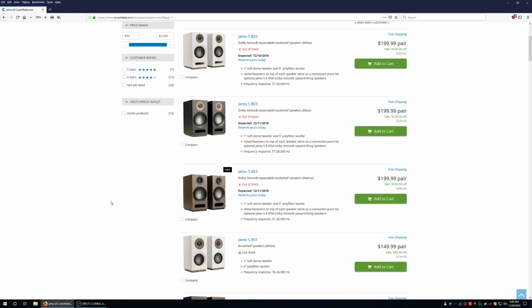There's a really good deal on crutchfield.com right now on the Jamo speakers. You can get the Jamo S803s for $200 for the pair, and they also have their other Jamo speakers on sale. Right now they're free shipping, and there's only like 20 to 30 states where you'll have to pay tax on this website, and they do ship it to you.